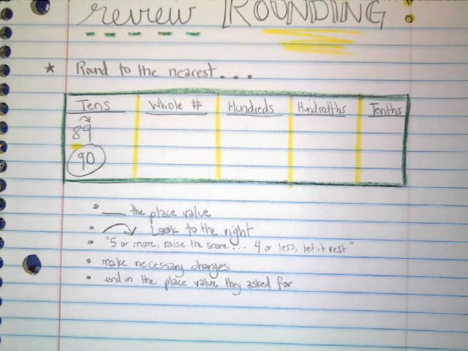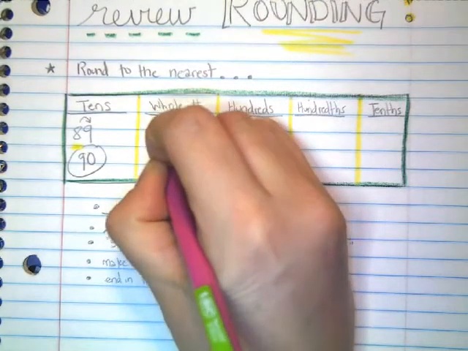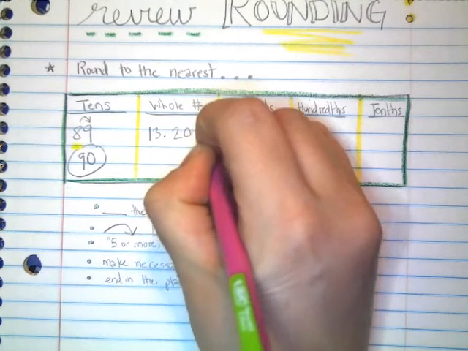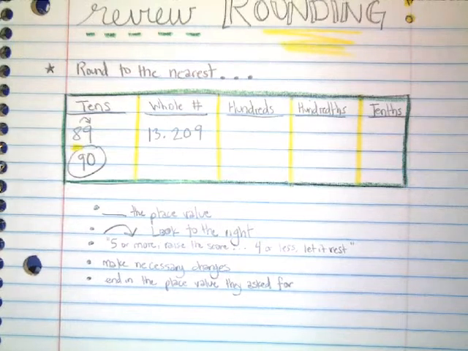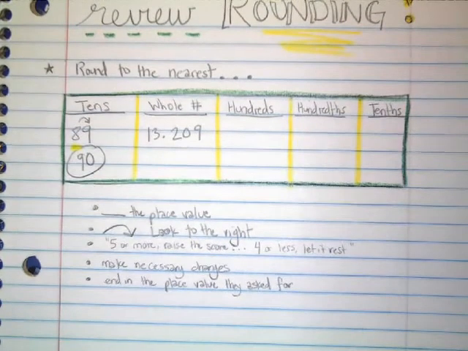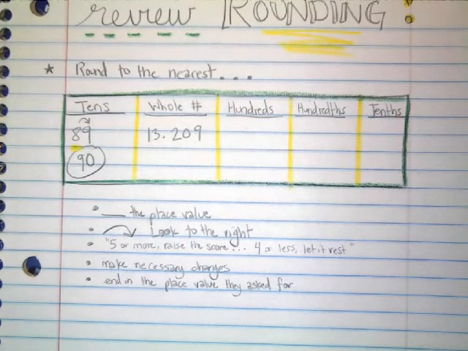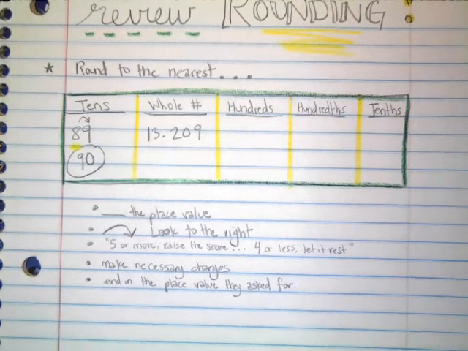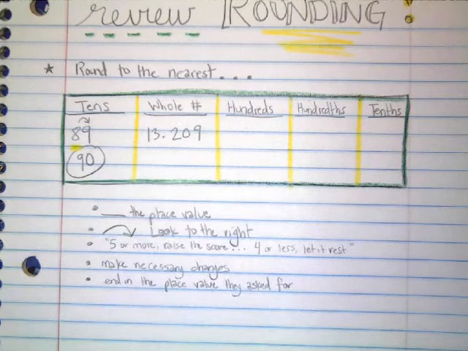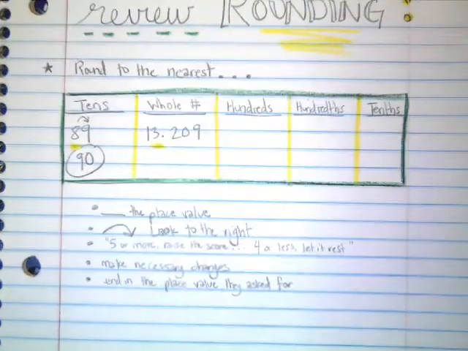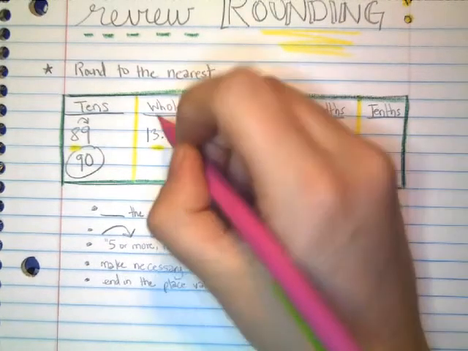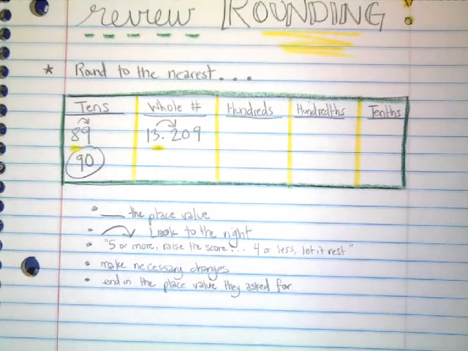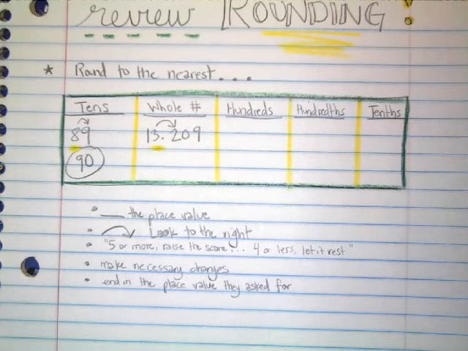Now let's round a number to the nearest whole. You ready? 13.209. If I'm asking for the nearest whole, again the number is 13.209. You need to underline the place value. Which place value is the whole number? It's the 3. So you look over to the next number to the right. What does that 2 tell the 3 to do?